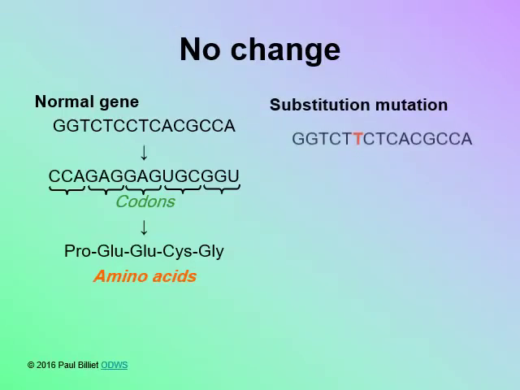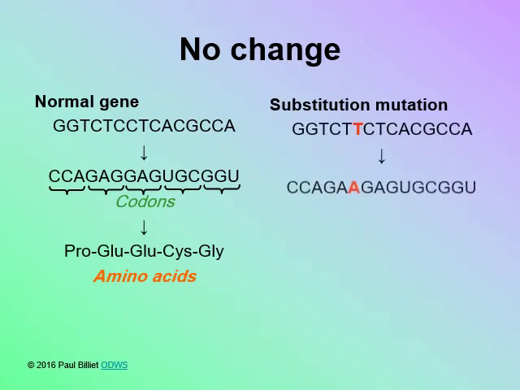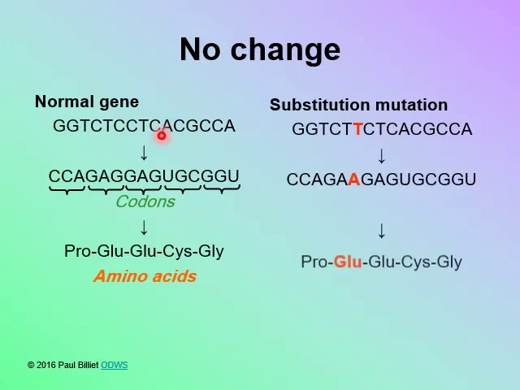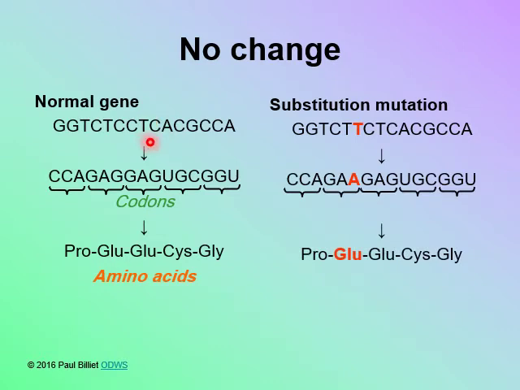Another example: if the C, or cytosine, changes into thymine, then is transcribed into messenger RNA and translated into amino acids, both give the amino acid glutamic acid.